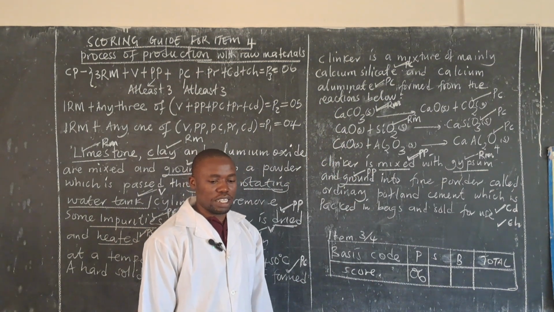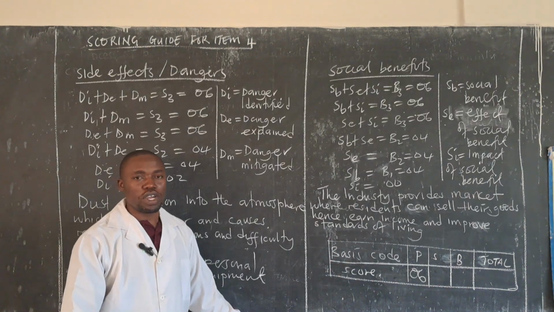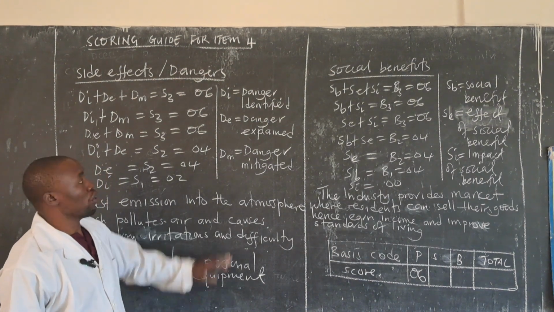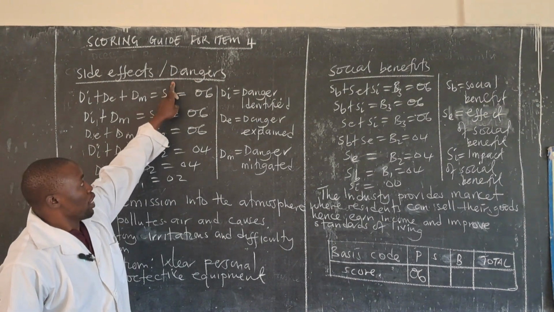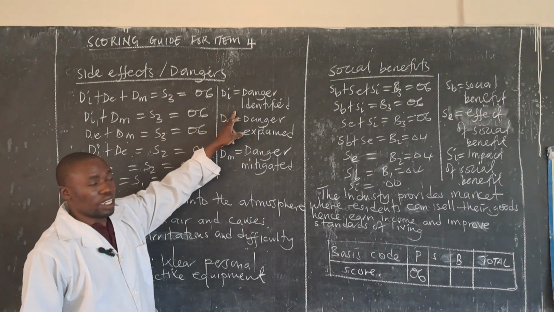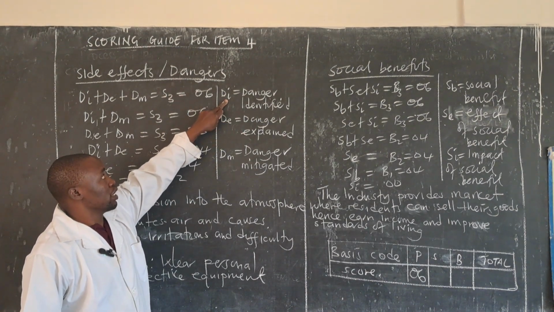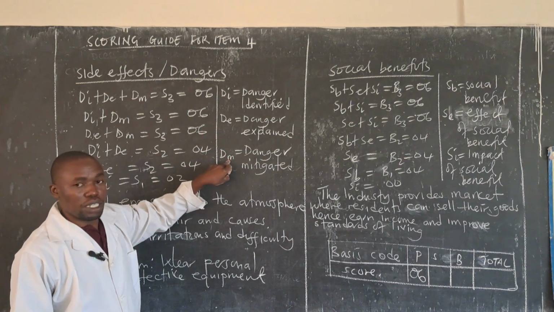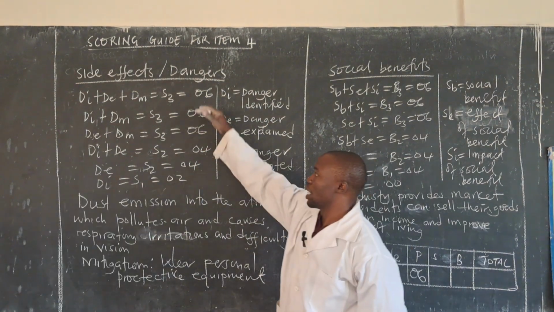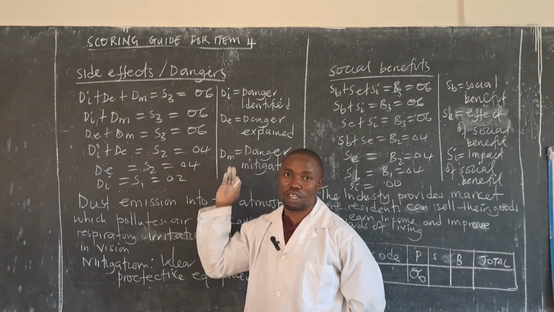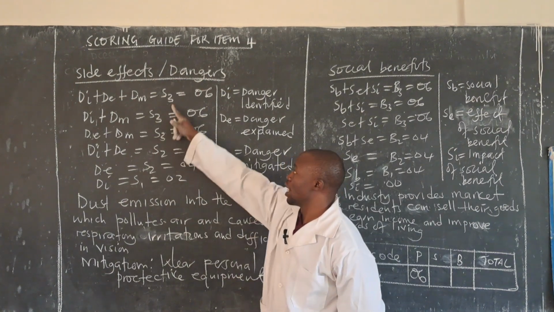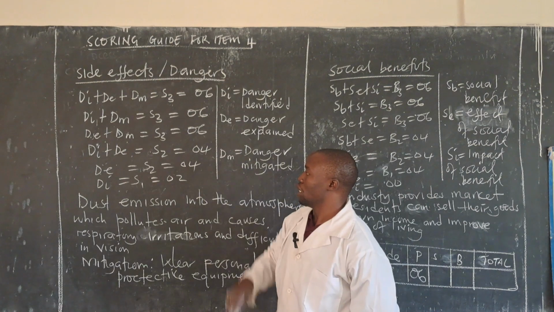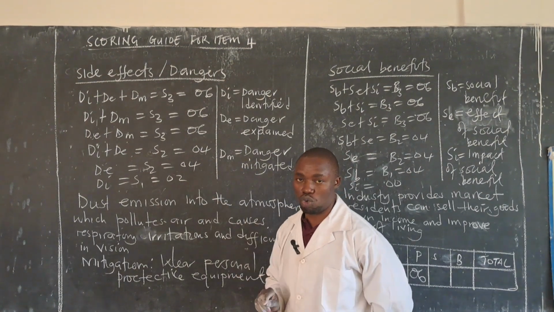Let us look at side effects. So we are right on the side effects. Now under side effects, we call them dangers. A learner is supposed to identify the danger, which we call DI, explain the danger, DE, and mitigate the danger. These are the various scores, about three levels of assessment. The highest level has 0.6, and the lowest level has 0.2.